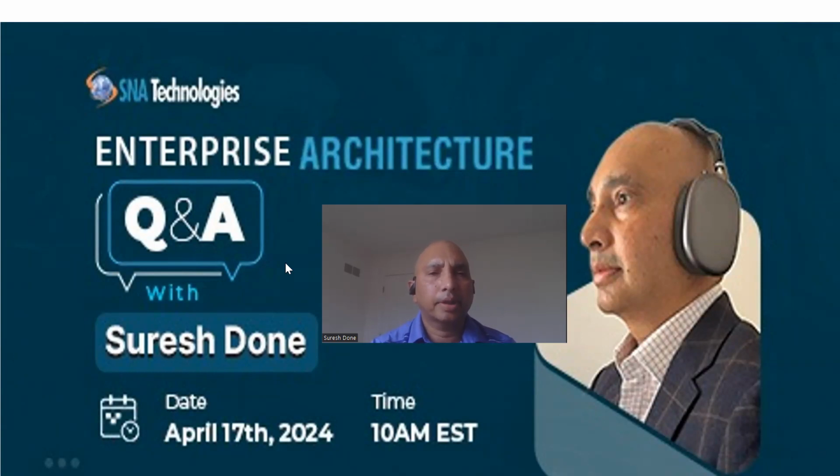Andrew has asked, how do you address security and compliance considerations in enterprise architecture? So there are several security considerations, and especially from a compliance perspective, there are several standards like SOC 2, or ISO 27001, or the NIST, the federal government NIST standards, right? So there are several security compliance standards in the industry.